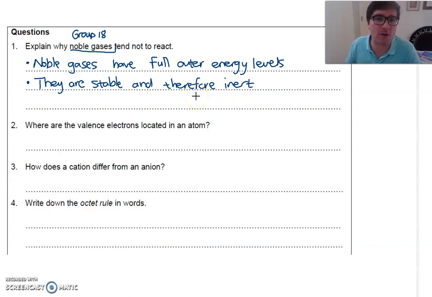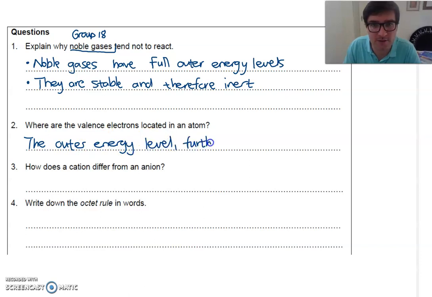If we now go on to question 2, they ask where are the valence electrons located in an atom? They are located in the outer energy level, furthest away from the nucleus.